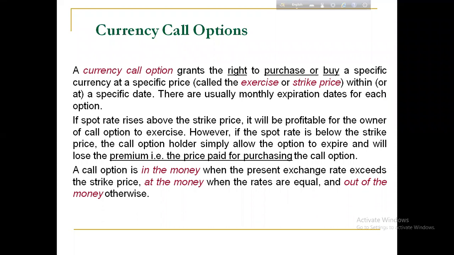So the price of the option is known as the premium, and the predetermined price is known as the strike price or exercise price. And what is the spot price? Spot price is the immediate exchange price, that is called spot price. So in a call option, there are three things: in the money, at the money, and out of the money.